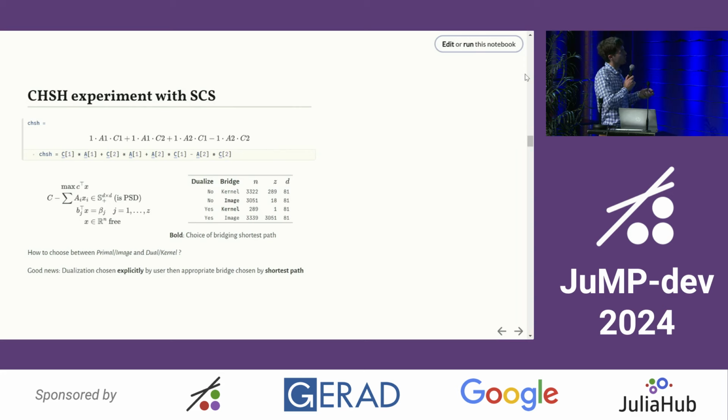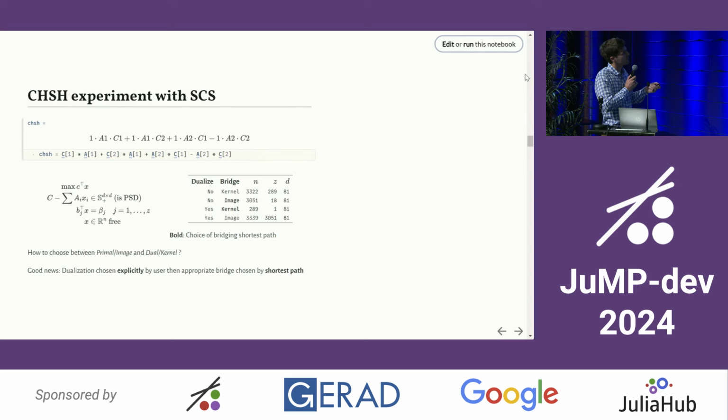So when you do sum of square, you actually have 4 choices. Which bridge do you want? Kernel is the first one I described, image is the second one. And also, do you dualize the solver or not? So I try to solve this problem with SCS. And then I measure the size of the resulting SDP. So this is the SCS format. I check the size of the resulting SDP.